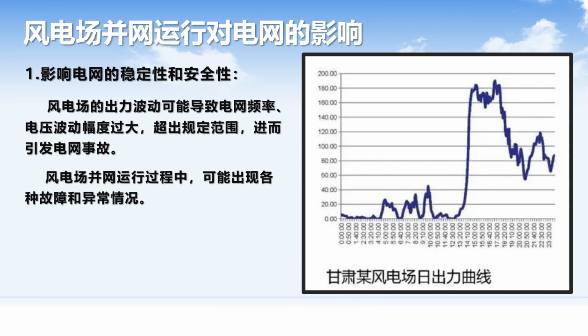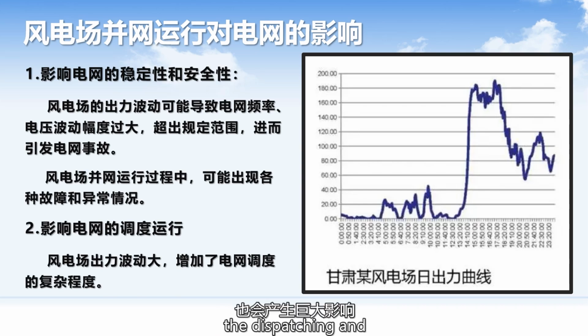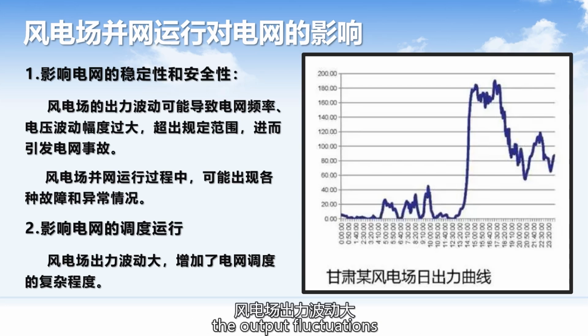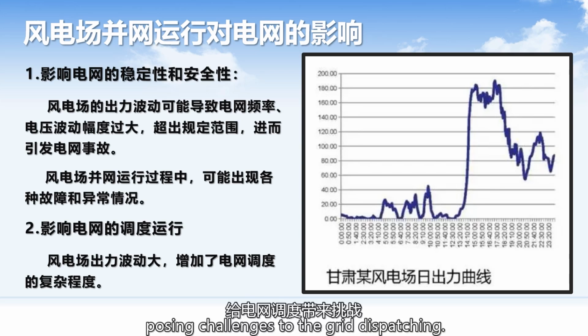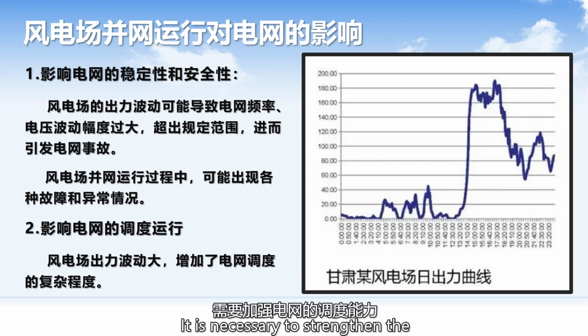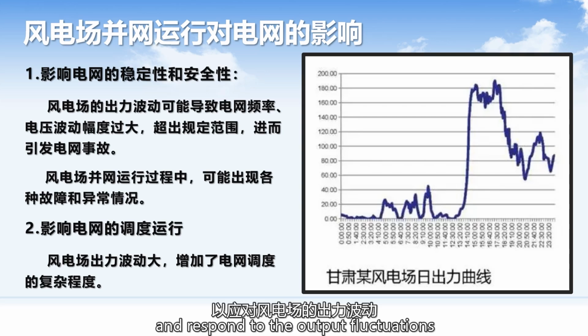These faults and abnormal situations may pose a serious threat to the stability and safety of the power grid. Second, at the same time, the grid connection of wind farms will also have a huge impact on the dispatching and operation of the power grid. After the grid connection of wind farms, the output fluctuations of wind farms are large, posing challenges to the grid dispatching. It is necessary to strengthen the dispatching ability of the power grid, improve the flexibility of the power grid, and respond to the output fluctuations of wind farms.